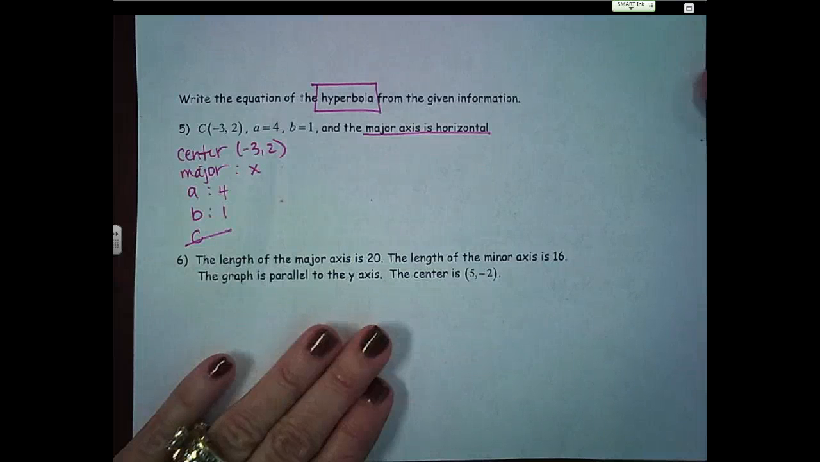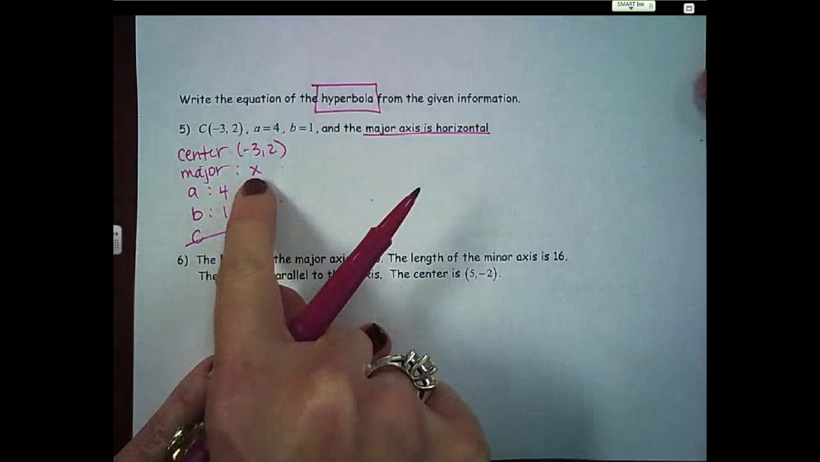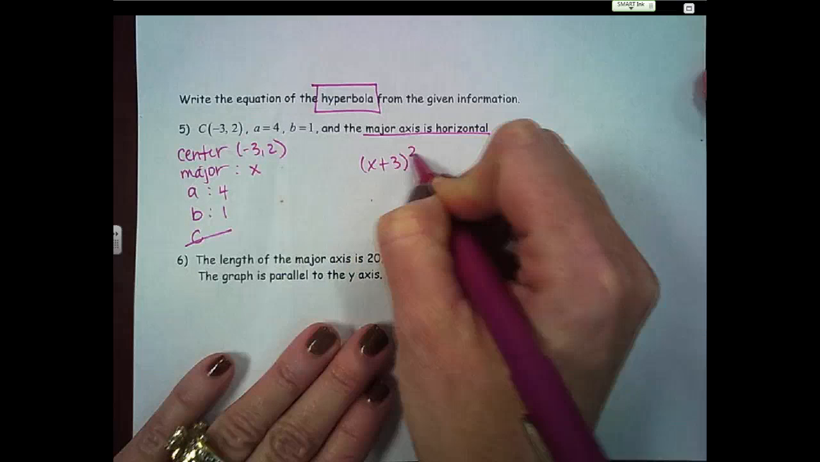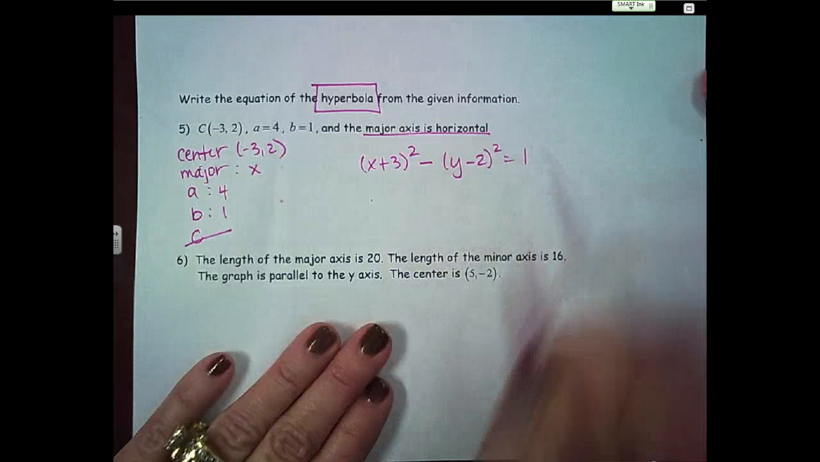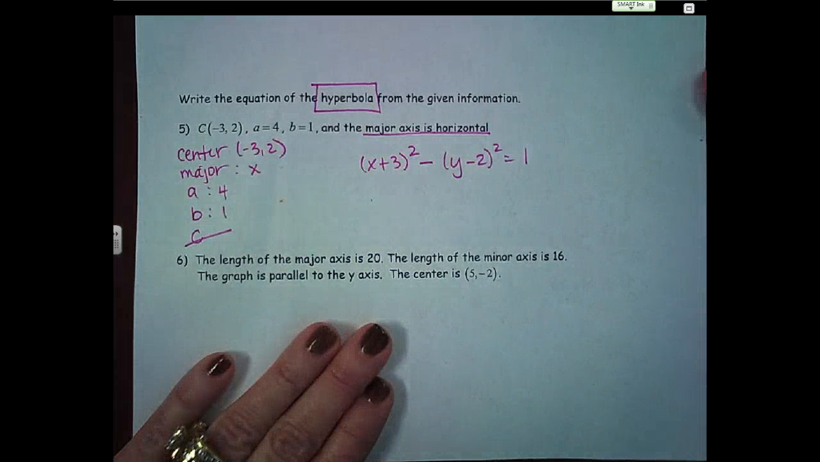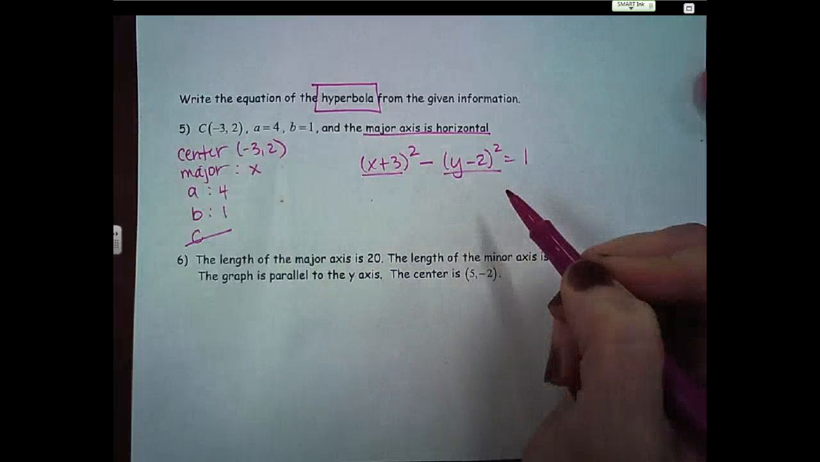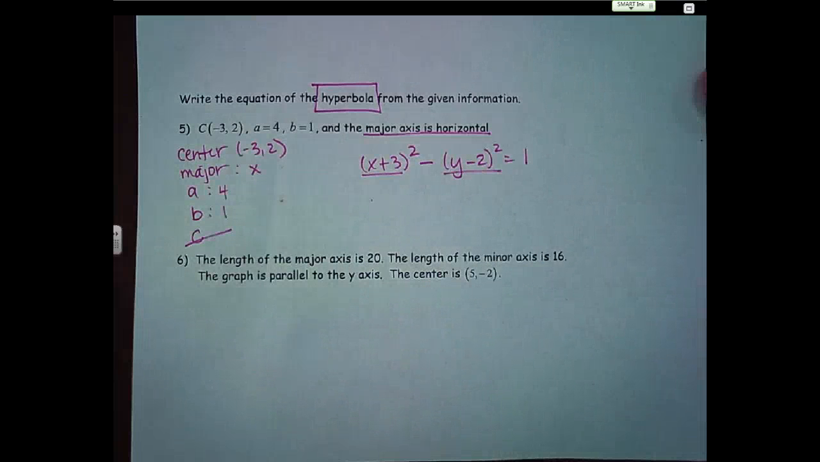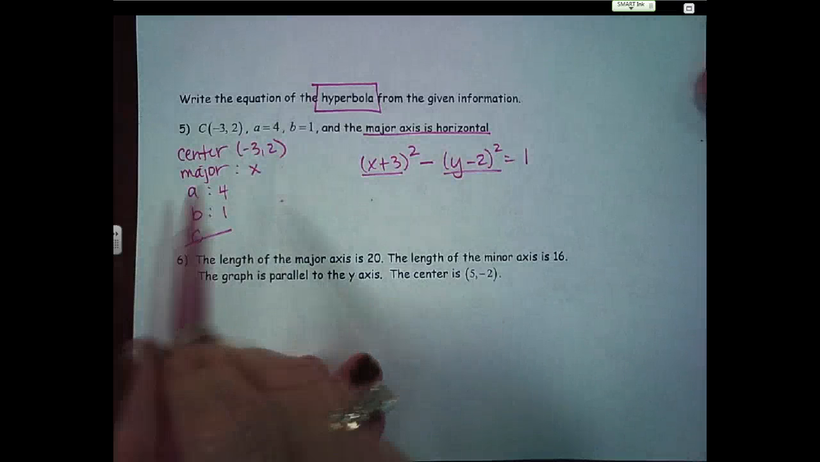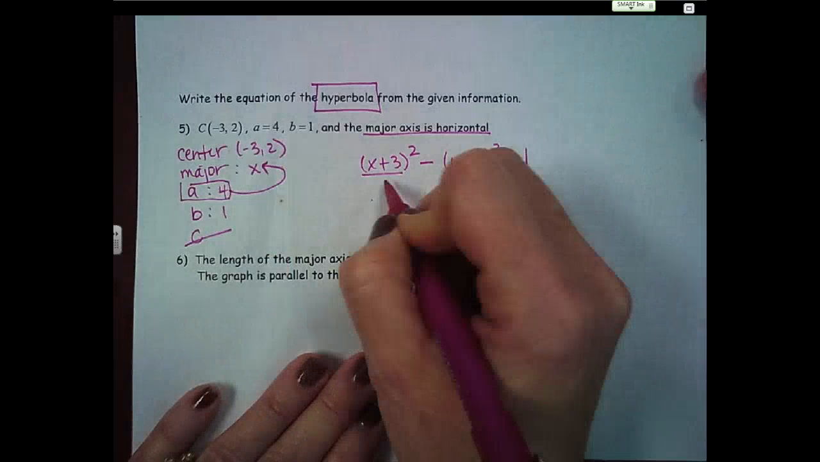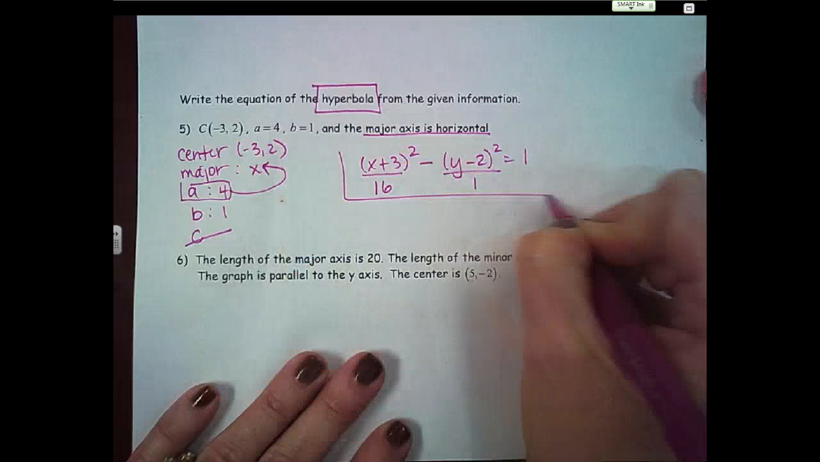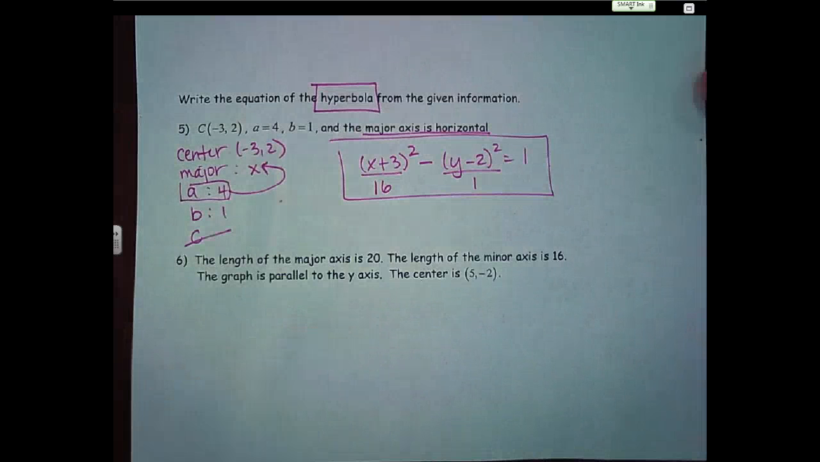In a hyperbola, the major axis leads. So the x is going to be first. So (x + 3) squared minus, because it's a hyperbola, (y - 2) squared equals 1. Now, for underneath, the other thing that you need to remember is that A belongs to the major, and A belongs to x this time. So this becomes 16 and this becomes 1. I did it. Now try number 6.